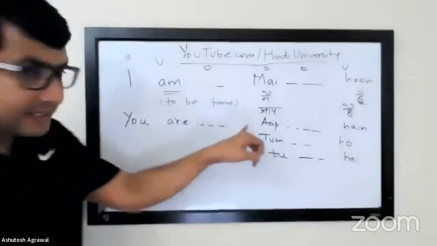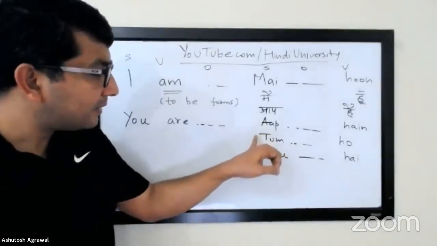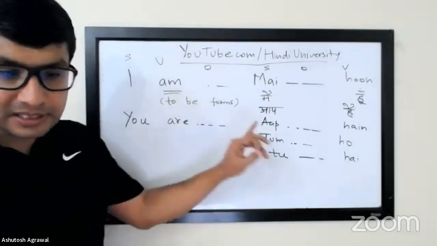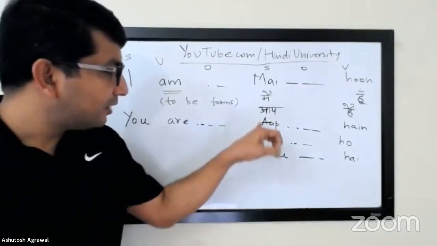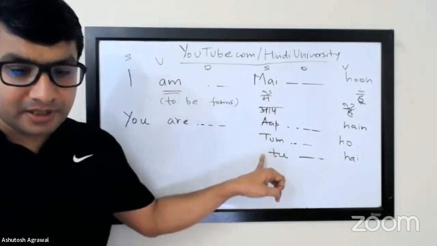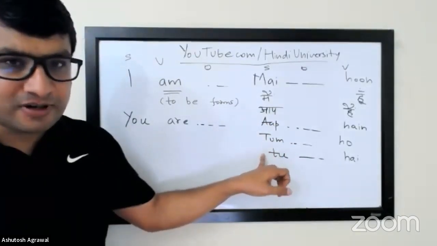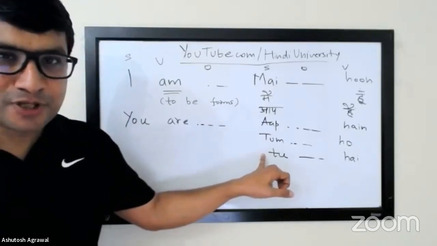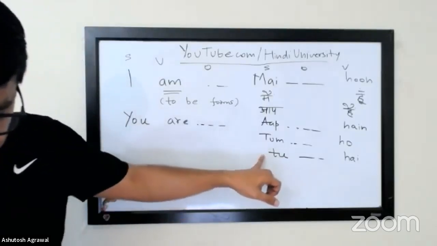Okay, so three things, right? You are: aap hain, tum ho, tu hai. In English you have just "you are," and in Hindi we have these three: formal, semi-formal, and informal. Okay, any questions so far? Anyone? Should be simple.